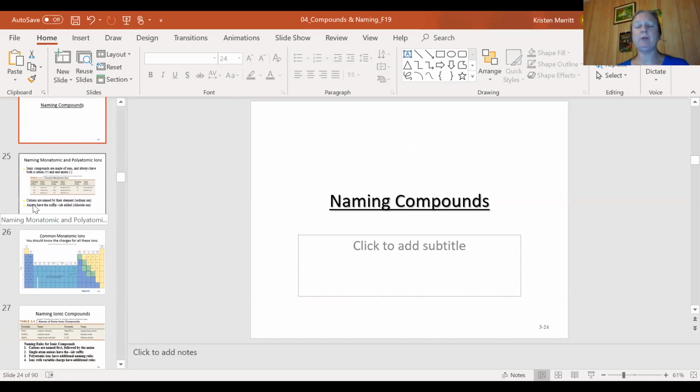There are a couple of specialized rules for the ionic compounds because of those elements that can have more than one charge. You have to tell the viewer or the listener which form you're talking about. You're talking about copper 1 or copper 2, for example. You can't just say copper oxide, because copper can connect with oxygen either as a copper 1 or a copper 2 ion.